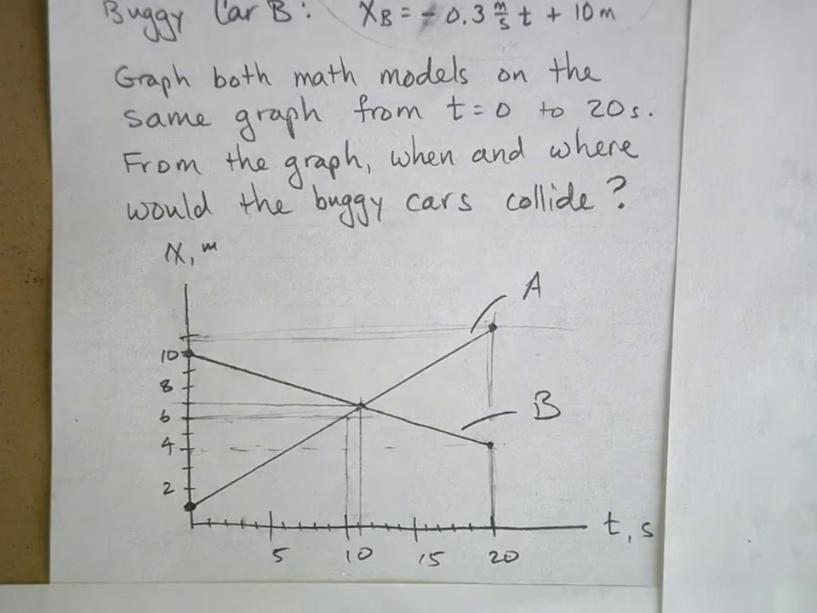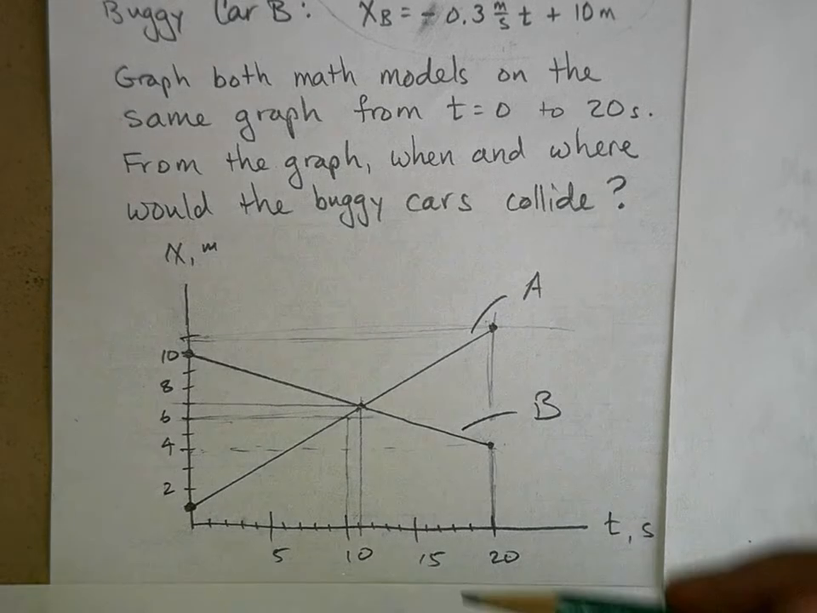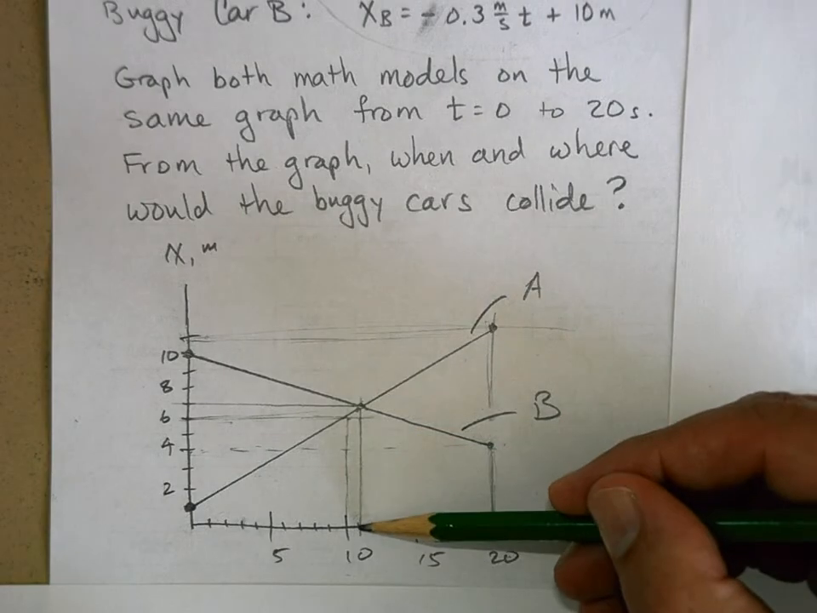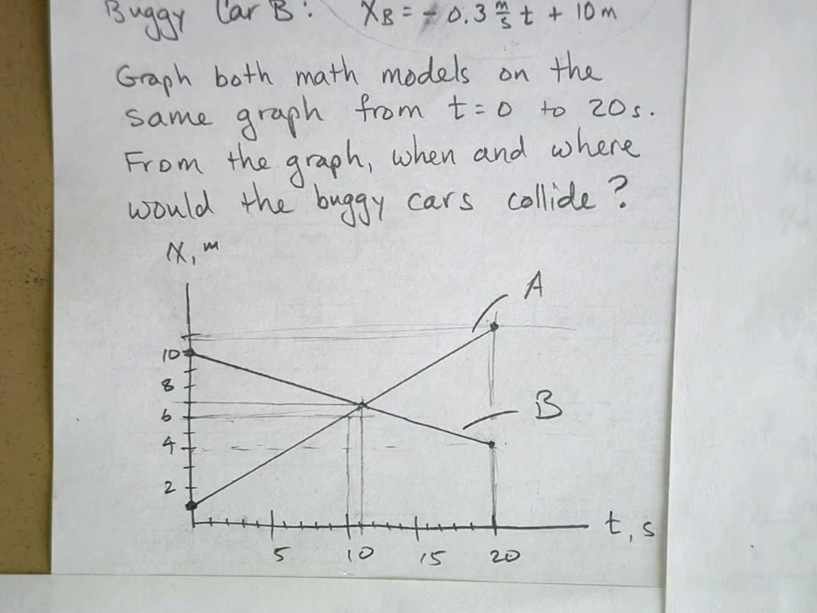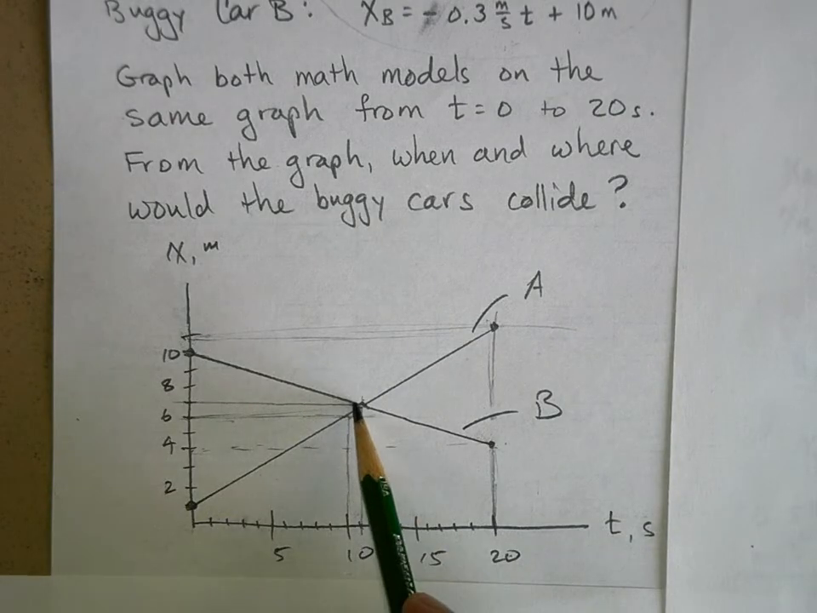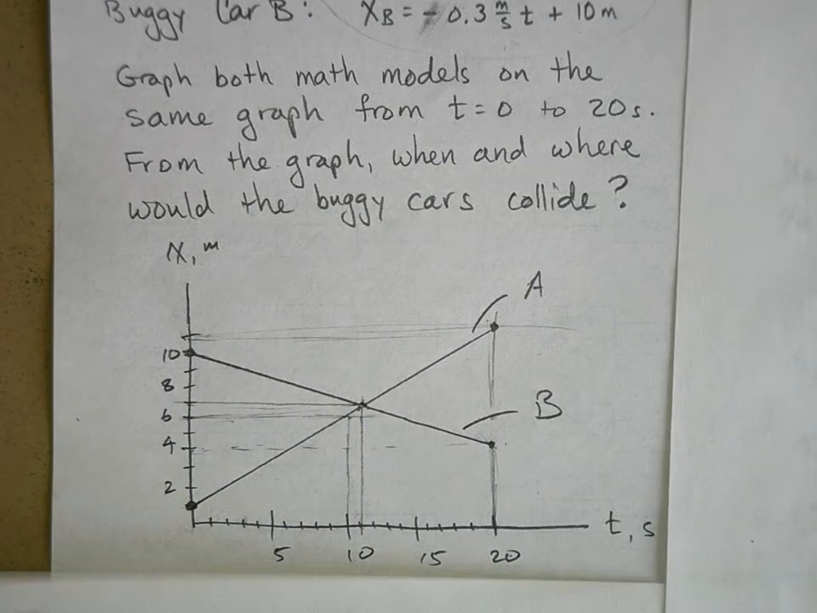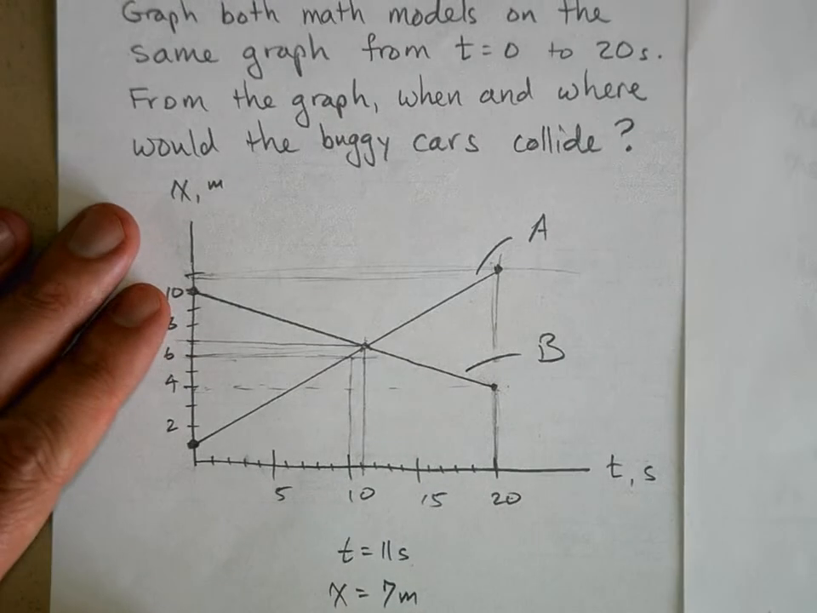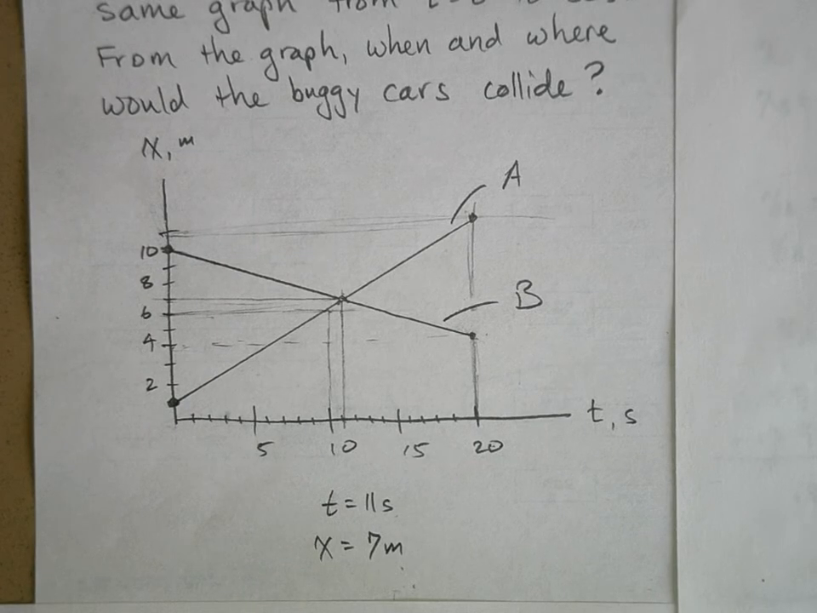So just by looking at my hand sketch, now this is just a hand sketch graph. If you have graph paper and you're using rulers and you're making it all beautiful, your answers will be right on. But, so I look down here, and I go down. It looks like about 11 seconds. So they will crash after 11 seconds. And then I come across here, and it looks like about 7 meters. So that's my answer based on the graph. I said about 11 seconds at a position of 7 meters, the buggy cars will crash into each other.